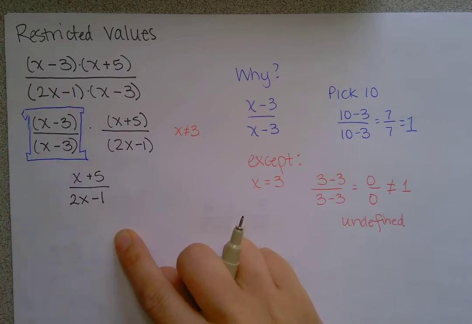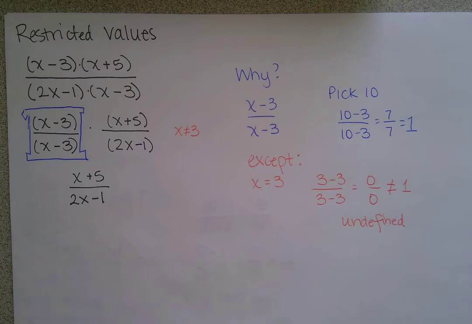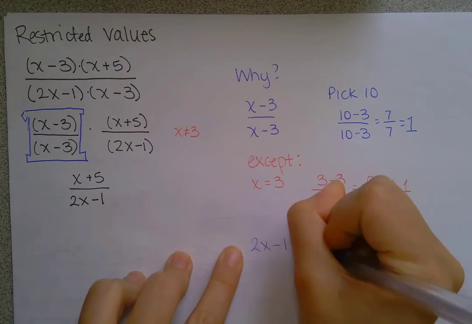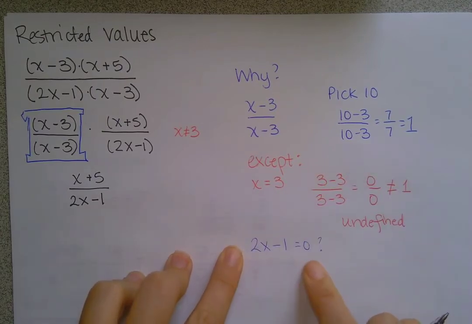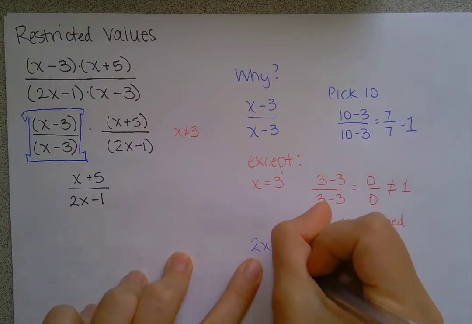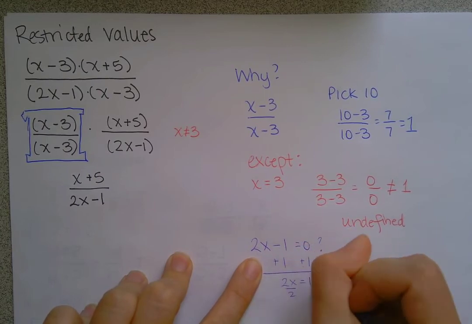But there is one more restricted value. If this denominator were to be 0, then you would have something divided by 0, and that would not be okay. So what would make the denominator here equal to 0? So what we do is we think to ourselves, what would make 2x minus 1 equal to 0? And all we need to do here is just solve this equation. So 2x equals 1, divided by 2, x is 1/2.